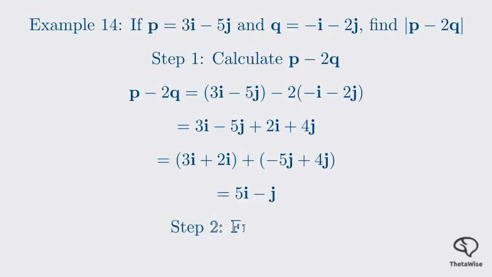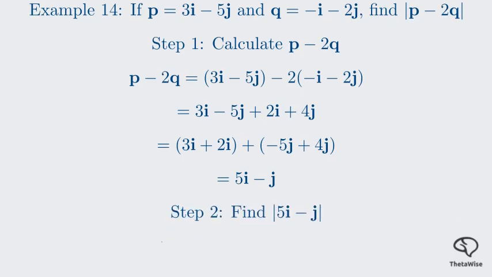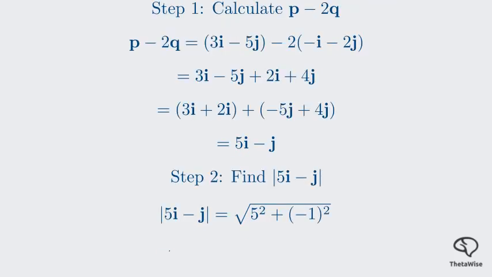Step 2. Find the magnitude of the resulting vector. The vector 5i minus j corresponds to the component form 5 over -1. The magnitude formula is the square root of the sum of the squares of the components. Plugging in the components, we get the square root of 5 squared plus -1 squared, which is the square root of 5 plus 1.